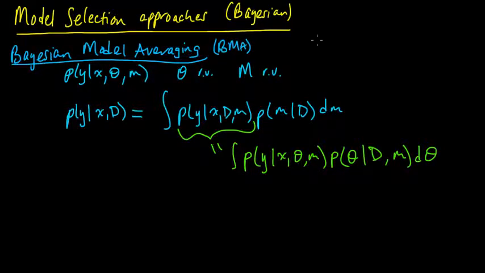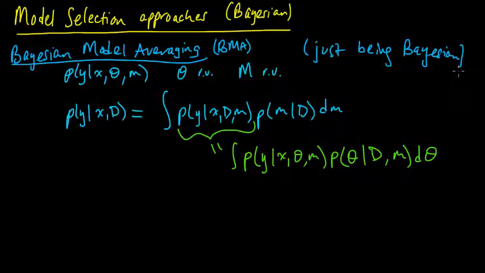And this is just, there's nothing really fancy about this. This is just being Bayesian, just being fully Bayesian. Nothing especially clever. Now, sometimes this might be a really hard integral to compute.